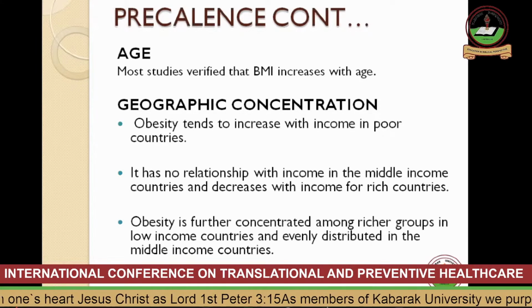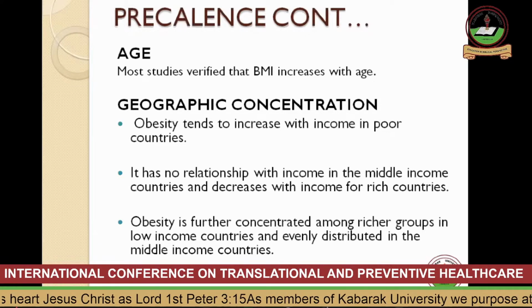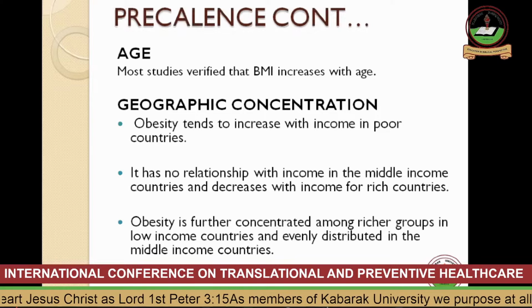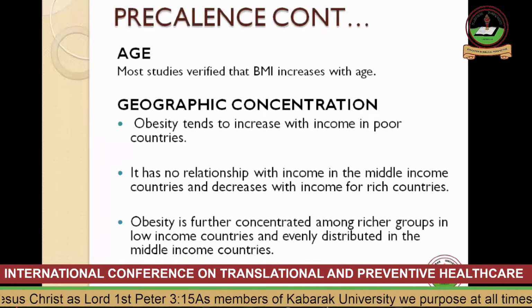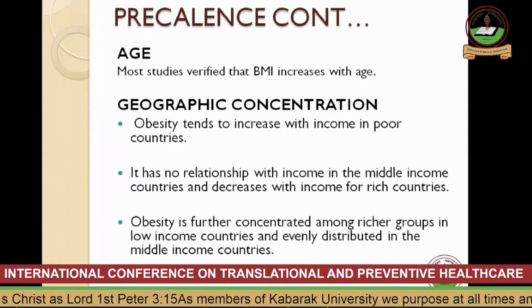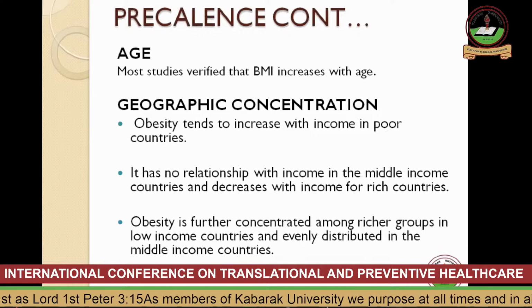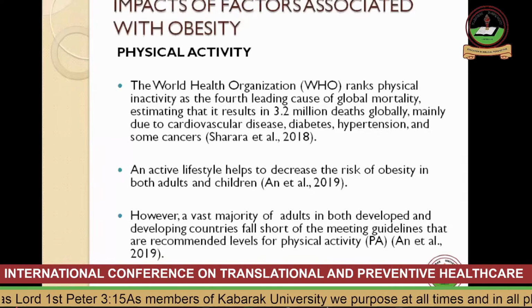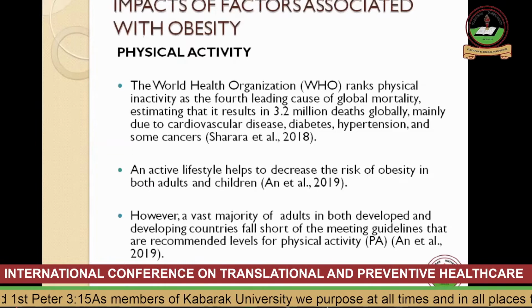As observed from various reviews, obesity in adults is rising and predicts various threats later in life. Therefore, data on prevalence and determinants of obesity in developing countries are needed for primary prevention. So now the impacts of factors associated with obesity.